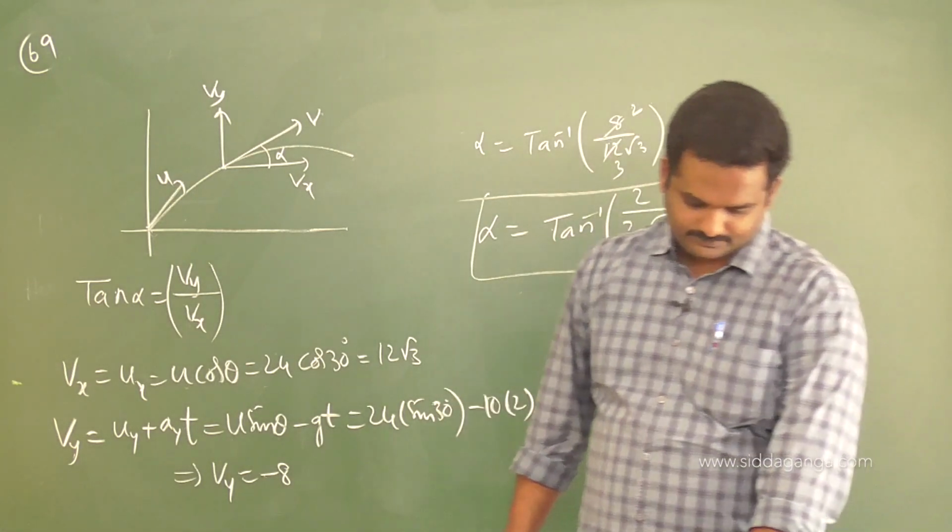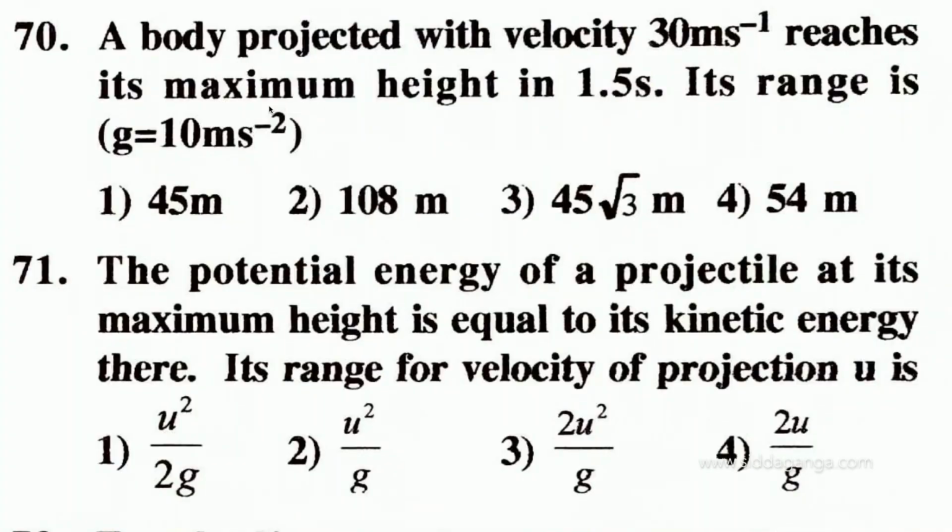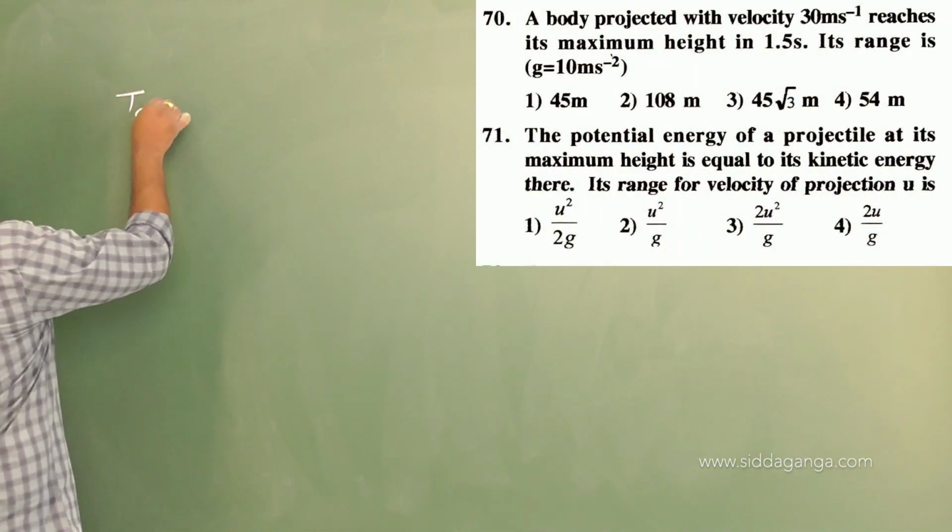This is the 69th one. Next, go for the 70th problem. Problem number 70. Just go through what they have given and what they are asking to find. A body is projected with a velocity of 30 meters per second, reaches its maximum height in 1.5 seconds, then its range is? Initial velocity they have given, and it reaches maximum height in 1.5 seconds. They are asking to find the range.